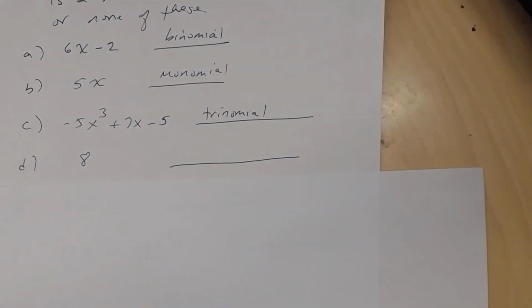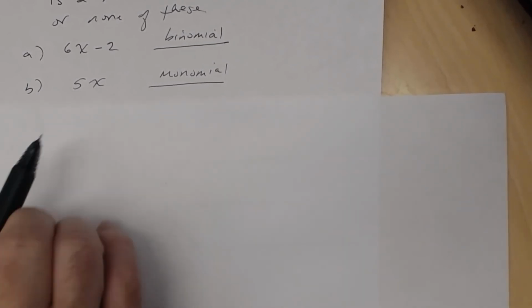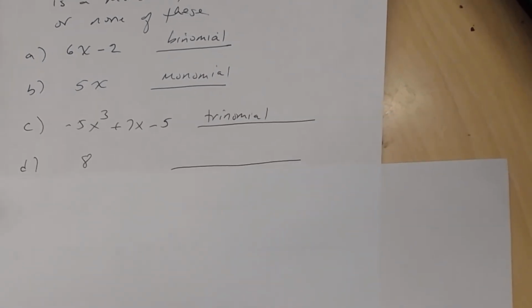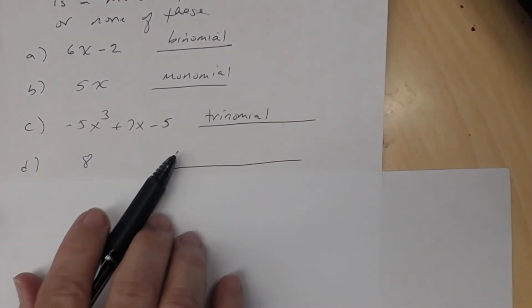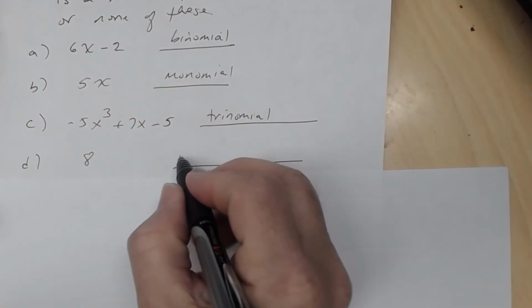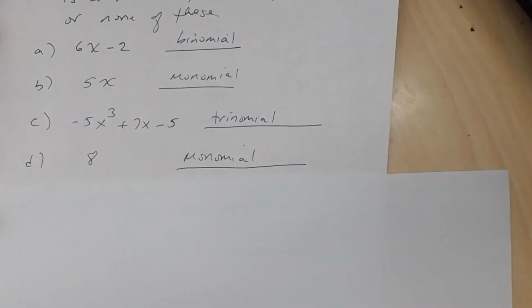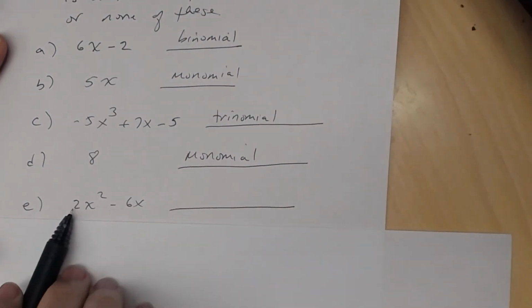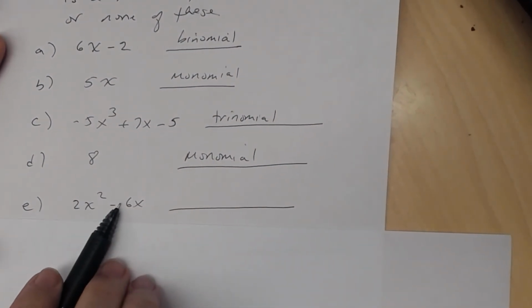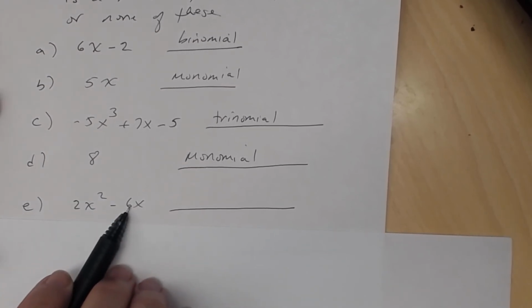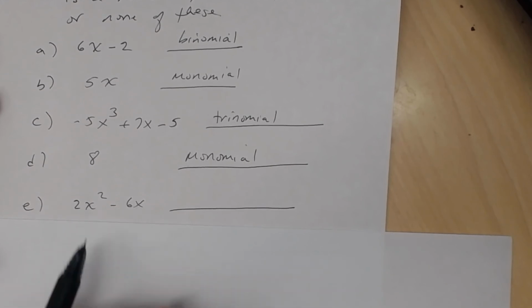All right, and then finally, your constant. Just like letter B, see how you had that 5x, 1 term? That's a monomial. And then a constant, 1 term, that's also a monomial. So you'd write the word monomial. All right, E. If you look at this, determine how many terms. Well, 2x squared is 1 term. -6x is another term. So there are 2 terms. So binomial.